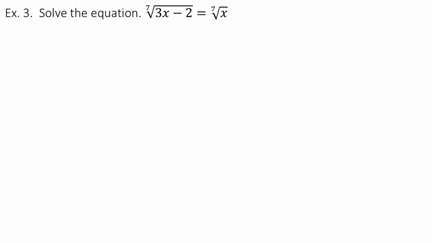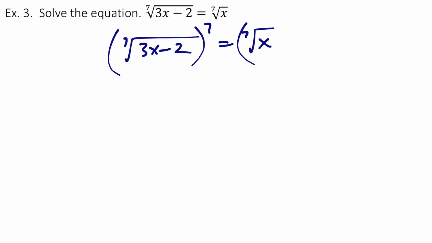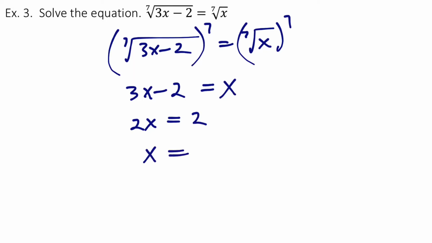Okay, now we have an equation with 7th roots in it. So we're going to go ahead and raise both sides to the 7th power to lift off those 7th roots. So I'm going to get 3x minus 2 is equal to x. So bringing the x's all to one side, I'll get 2x. Bring the -2 over to the other side. 2x is equal to 2. Divide by 2, and I'll get x is equal to 1.